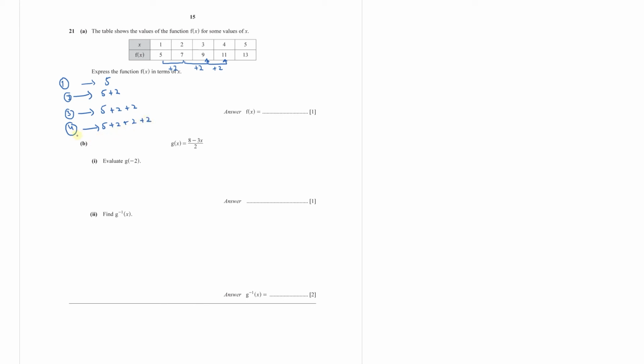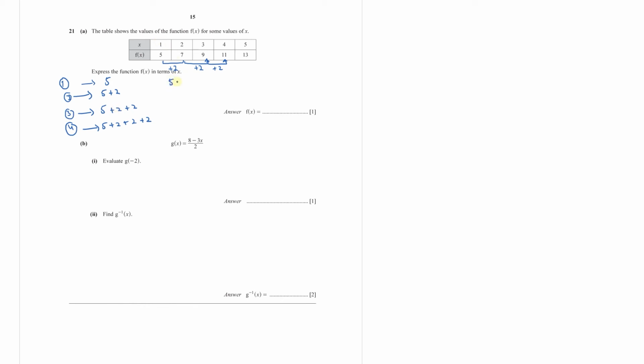So for each term, you're adding a multiple of 2 to 5. So for the fourth term, you're adding 2 plus 2, 4 plus 2, 6. So you're adding 3 times 2 to 5. And for the third term, you're adding 2 times 2 to 5. So the number of times you're adding 2 is basically one less than the term number in the sequence. So for the fourth term, you're adding 3 times 2. For the third term, you're adding 2 times 2. So your sequence is something like this.